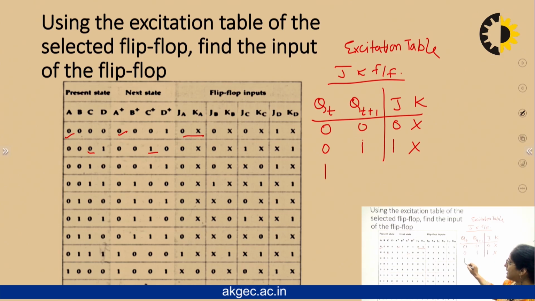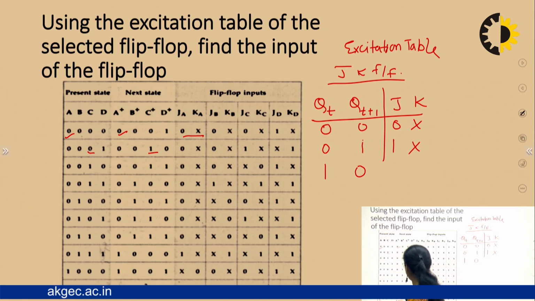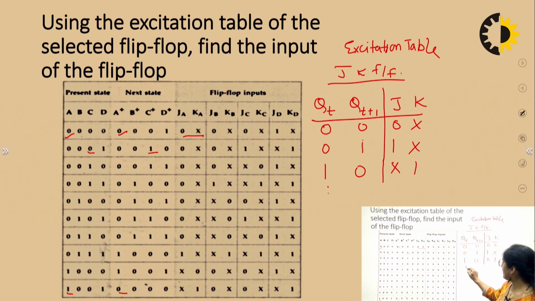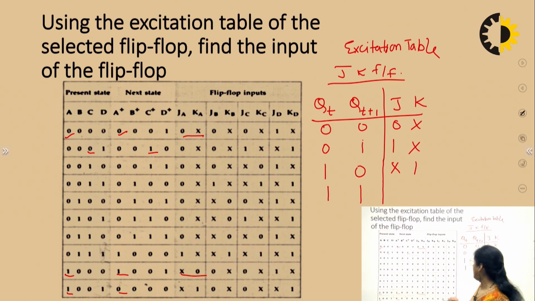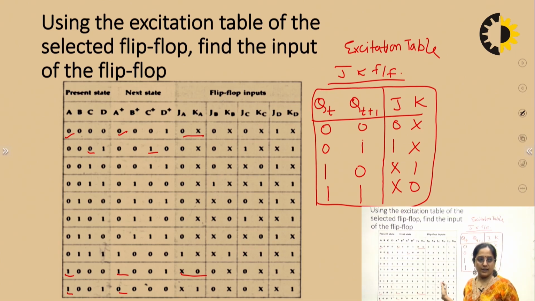You are at 1 state and you have to go to 0 state, then this will be the case. It will be cross 1. And if you are at 1 state and you have to remain at 1 state, this is the case, it will be cross 0. So, we use this excitation table and we find these values.